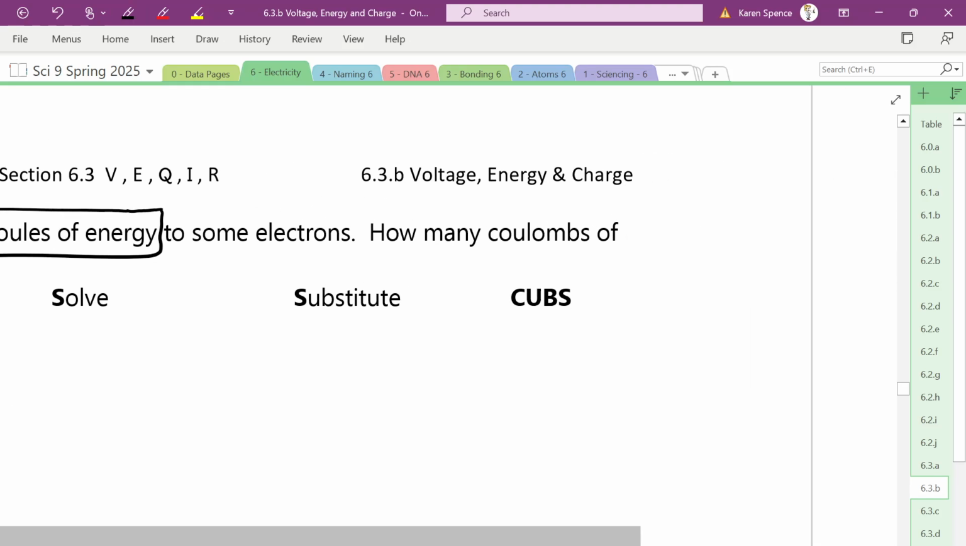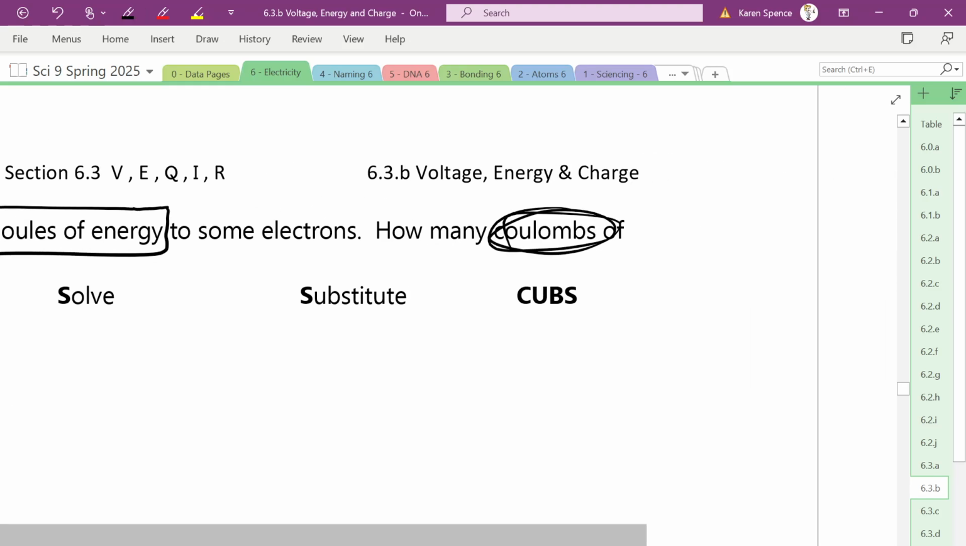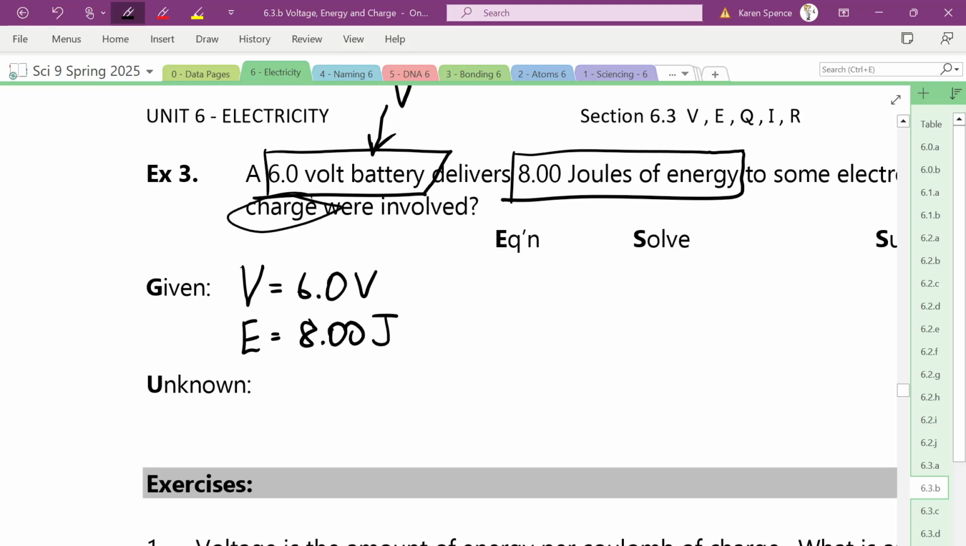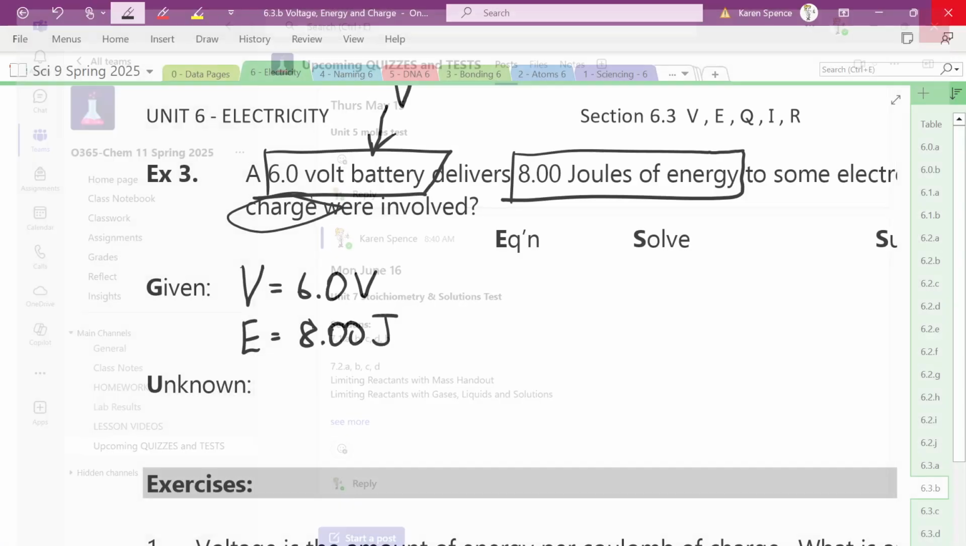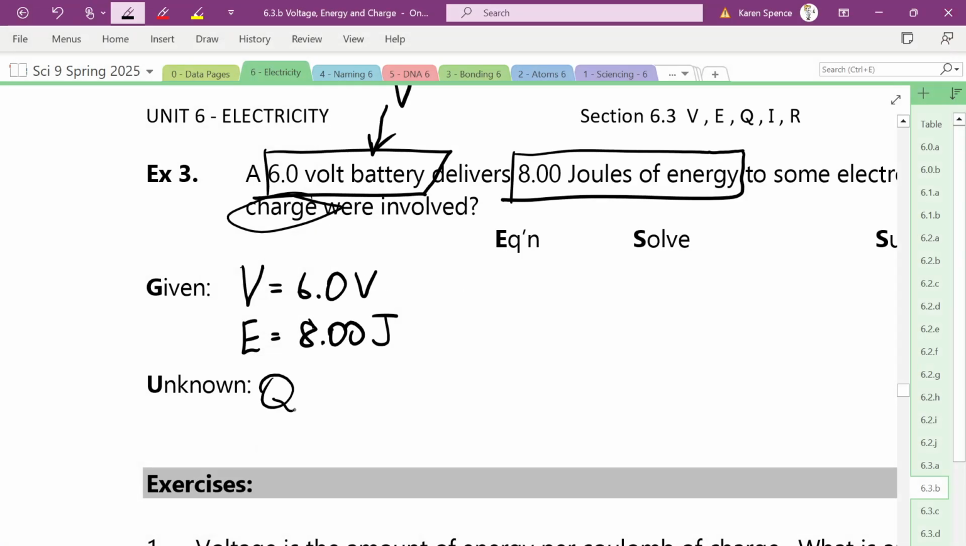What are we being asked about? How many coulombs of charge? Charge is Q. And we don't know how many coulombs. Our equation is a very easy question. V equals E over Q. This time we need to solve it for our unknown, and in this case, the unknown is Q.